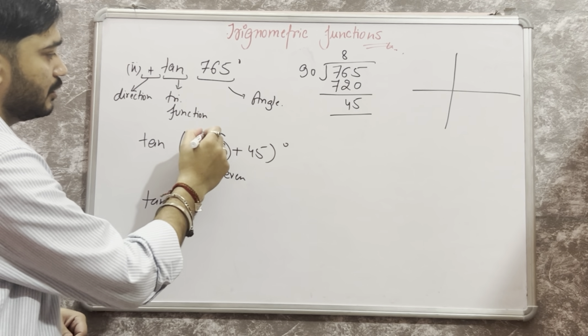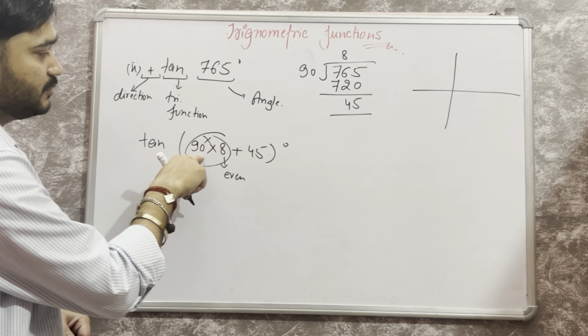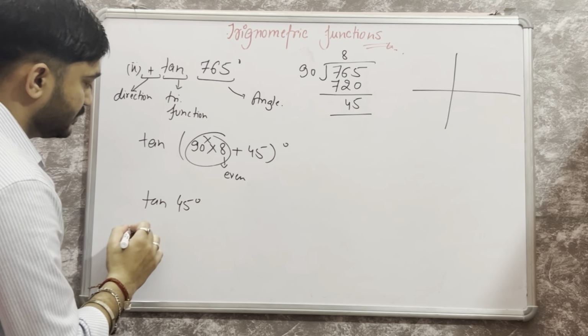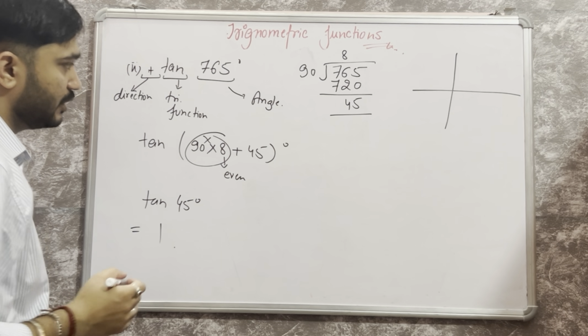Even, no name change, so this is gone. Write this 45 as it is. So tan 45 is 1. It is the answer.